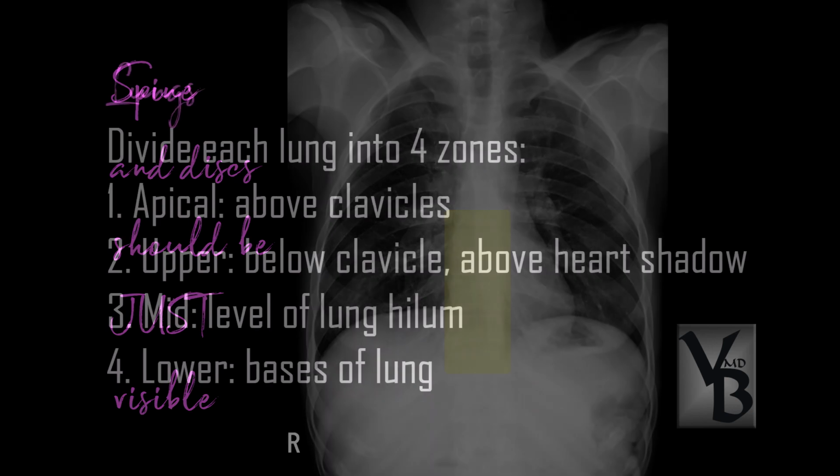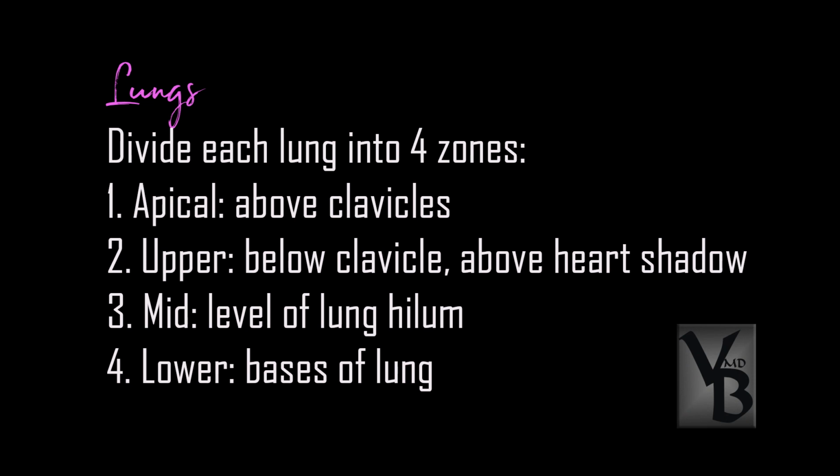The easiest way to look at the lungs is to divide it into 4 zones. The boundaries of these zones are not arbitrary. These are for visual detection of abnormalities and easy communication of findings. So we divide each lung into 4 zones: apical, upper, mid, and lower.